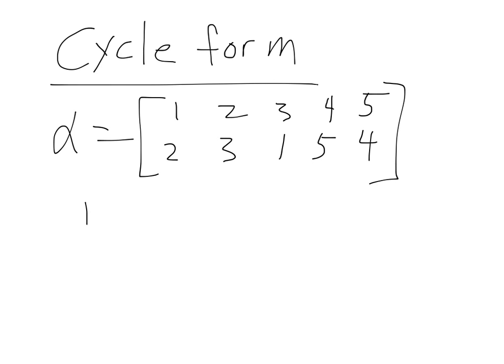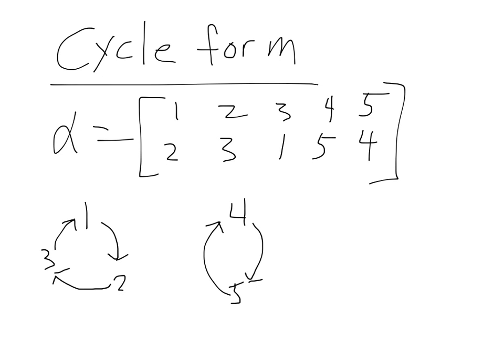So if I start with the number 1 and ask where it maps, well, it maps to the number 2. And then 2 in turn maps to the number 3. And 3 maps back to 1, closing a cycle which would continue infinitely. 1 to 2 to 3 to 1 to 2 to 3. 4 maps to 5. And 5 maps to 4, closing a cycle.